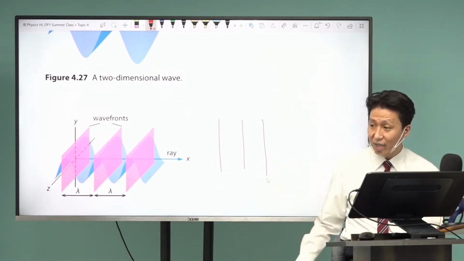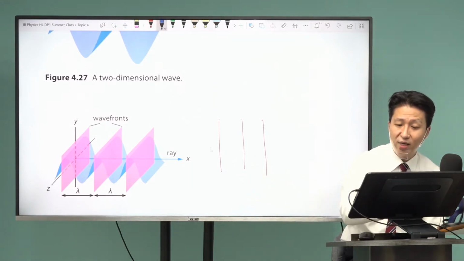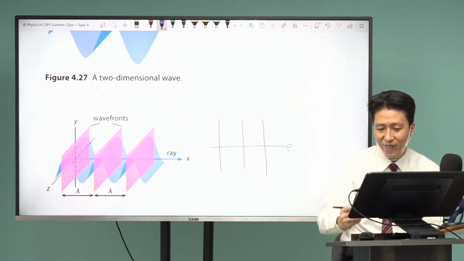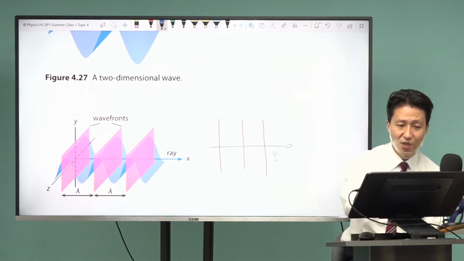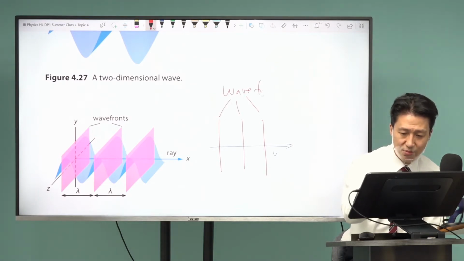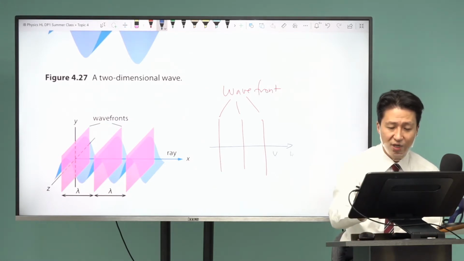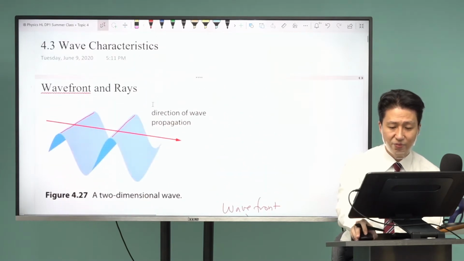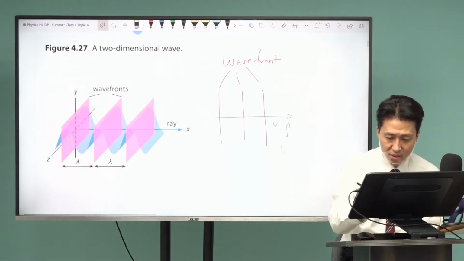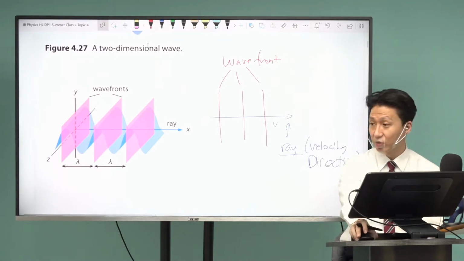Well, you know where the waves are now, right? The peaks are in these lines, but you have to also know where they're going, so you need what you call a ray, the direction they're moving, basically the velocity. So there are the wave fronts, which are these, the only thing we draw from a wave, and there is the wave ray, or the velocity direction, right? Which is important. We should know where it's going.